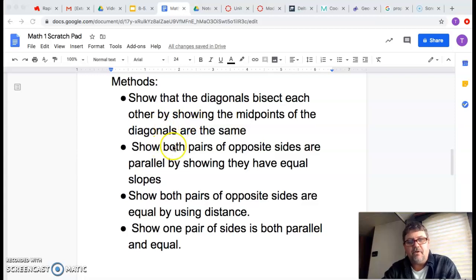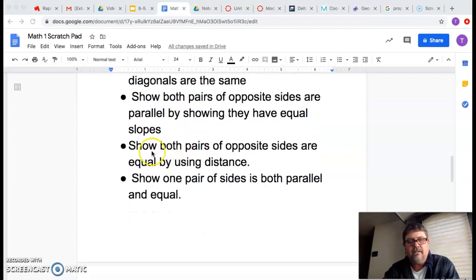Or you can show both pairs of opposite sides are parallel by showing they have equal slopes. Now these are ors. You don't have to do all of these. You choose one of these. Any one of these things will prove this for us. Show both pairs of opposite sides are equal by using distance. Show one pair of sides is both parallel and equal.